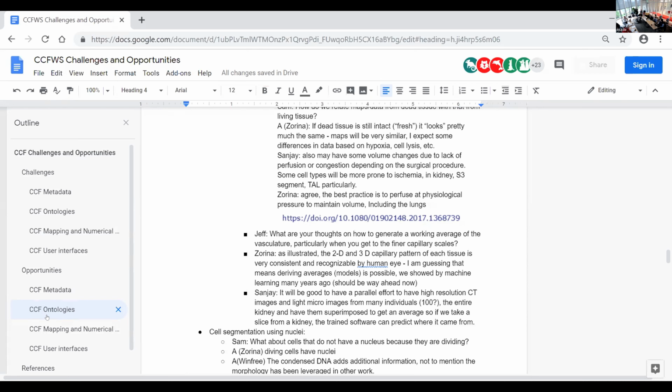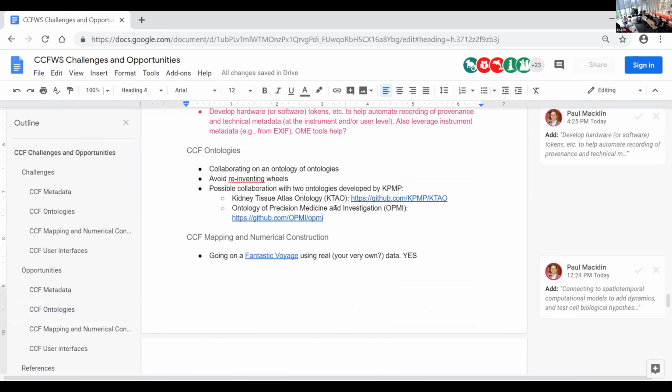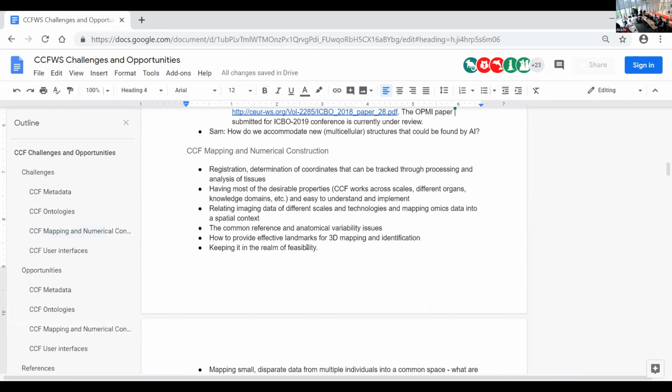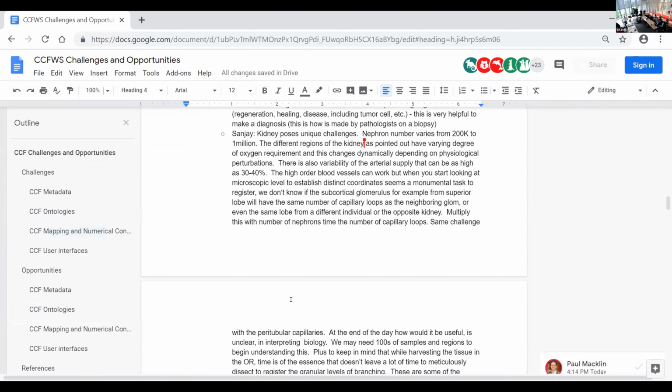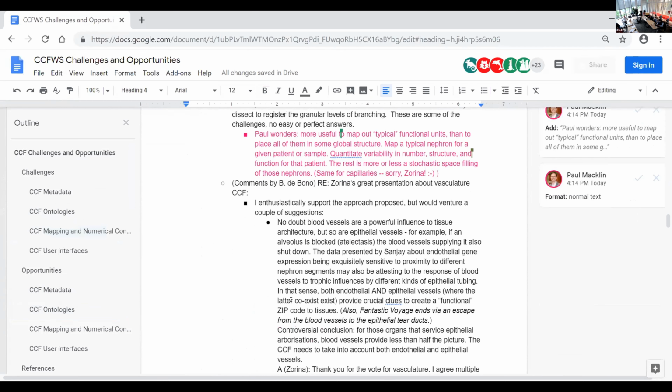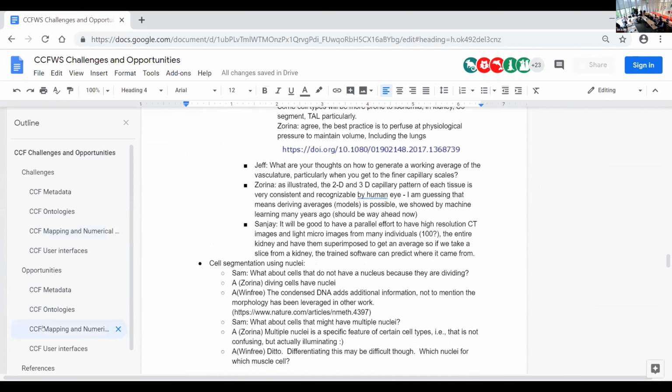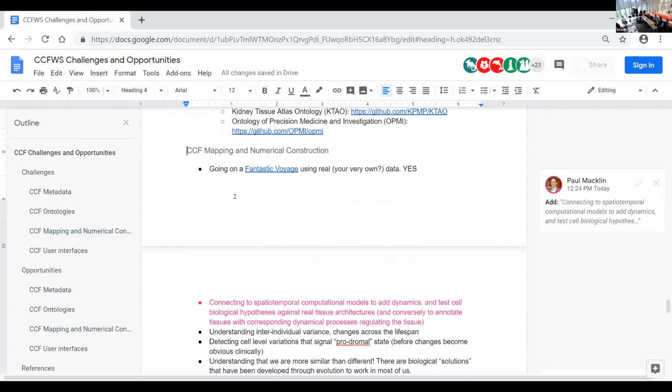And in the interest of time, let us go over to the CCF ontologies opportunities. Let's see what got added there. We already went there before, sorry for this. So let's go to CCF mapping and construction. And that's what we just had. All right, never mind. So now we want opportunities for mapping and numerical construction. Okay, there are a few.